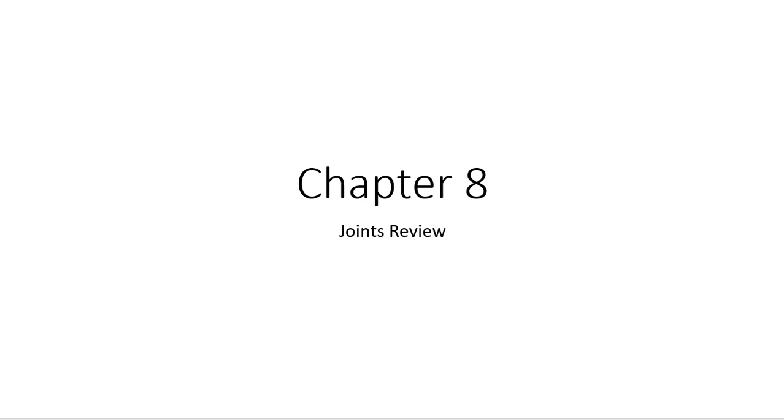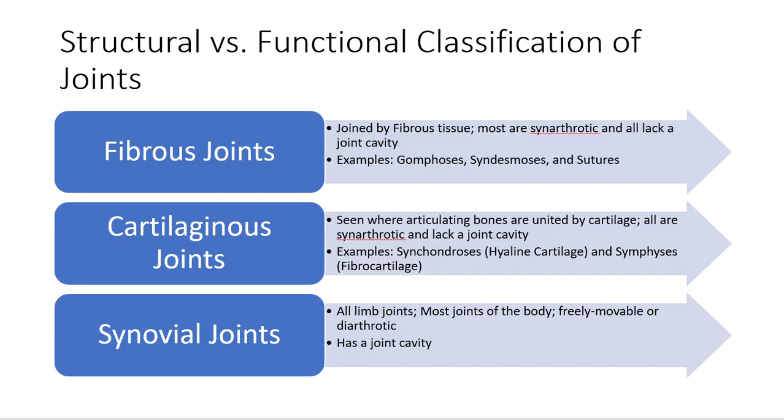Alright, today we're going to be looking at joints, and mainly doing so for a review. So first let's look at the structural classification of joints. There's fibrous joints, cartilaginous joints, and synovial joints. Fibrous joints and cartilaginous joints are made of fibrous tissue and cartilage tissue respectively. And they both do not have a joint cavity and are mainly synarthrotic or not movable.